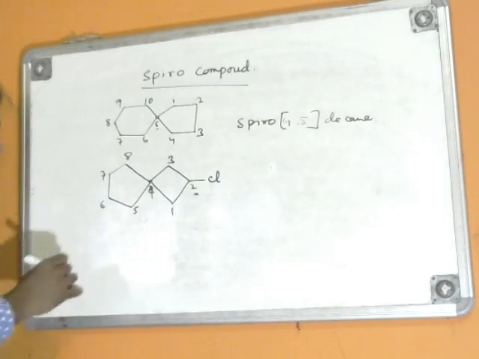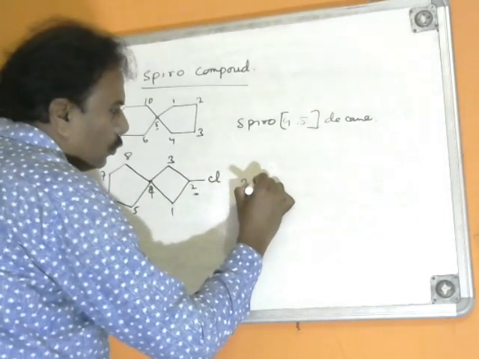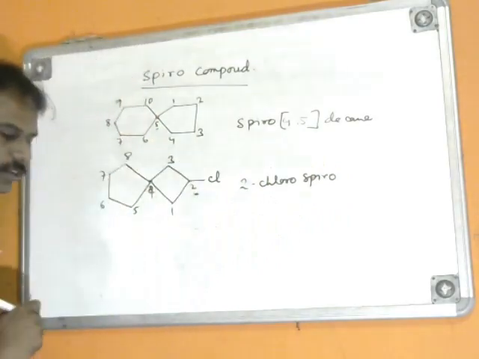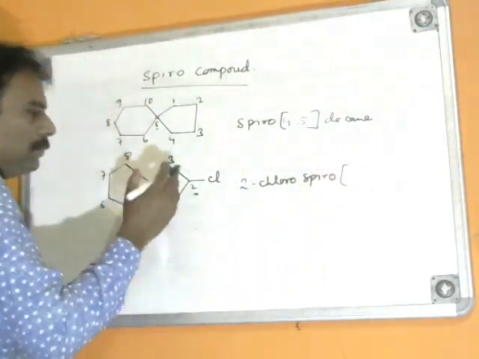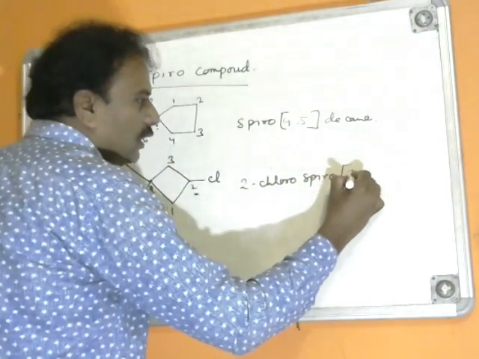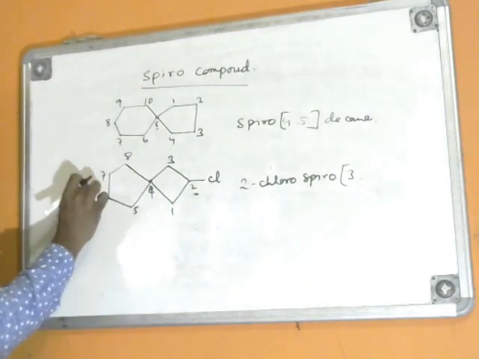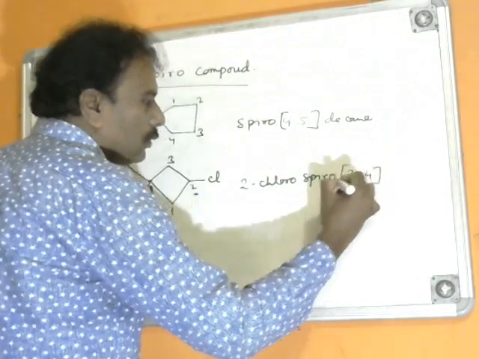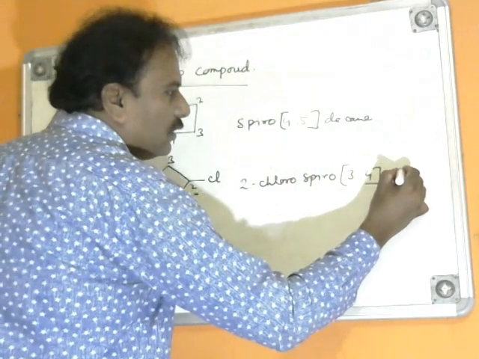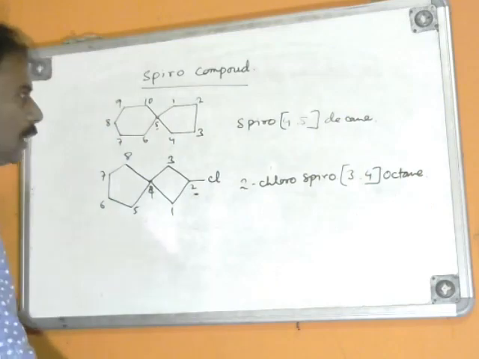So what will be the name? First, the substitution name must be written. So 2-chloro, spiro because the compound is spiro. Now the members in the smallest ring 1, 2, 3, except this junction carbon. So 3 dot. How many carbons are present in this ring except this one? 1, 2, 3, 4. So it's 4. So the total number of carbons is 8. So 8 means octane. So the compound is 2-chlorospiro[3.4]octane. Right? Another example I'm giving.